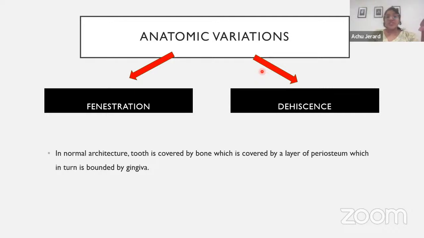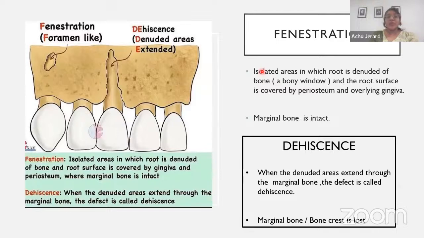How to remember it easily: fenestration means it's foramen-like. It is a bony window where the root of the tooth is denuded. The bone is not present, and there is a bony window which exposes the root of the tooth. But in fenestration, the marginal bone is intact. It is like a bony window, which is foramen-like.